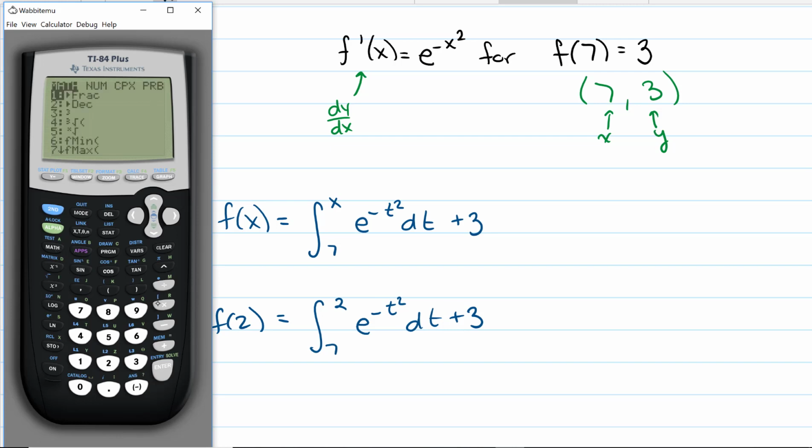So I would go math 9, 7 to 2. Where's e? E to the negative, and in our calculator we're going to use x instead of t squared, dx plus 3 and hit enter. And you'll get a number.